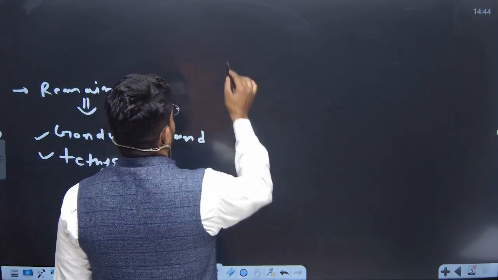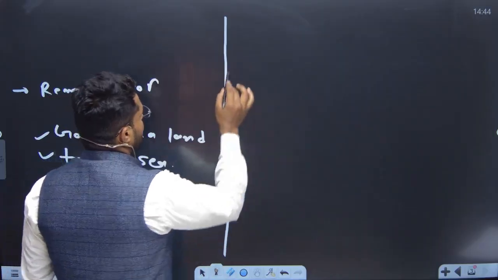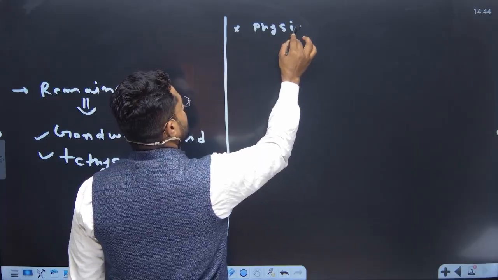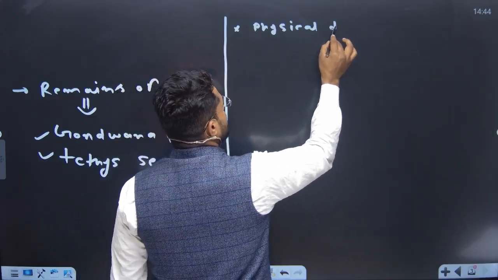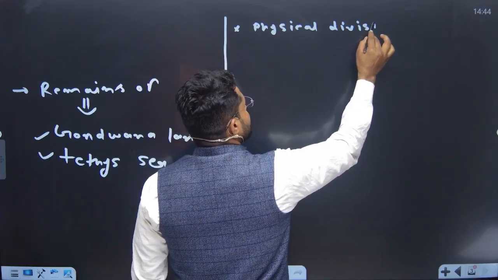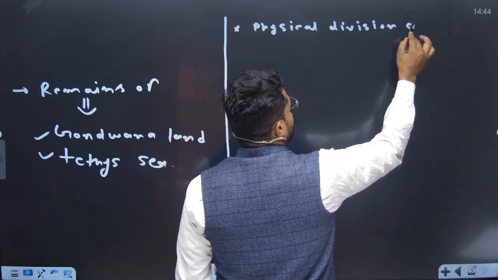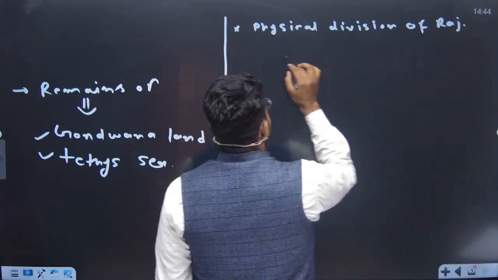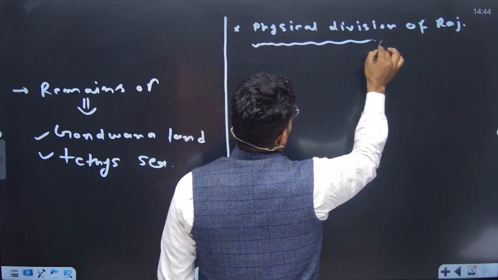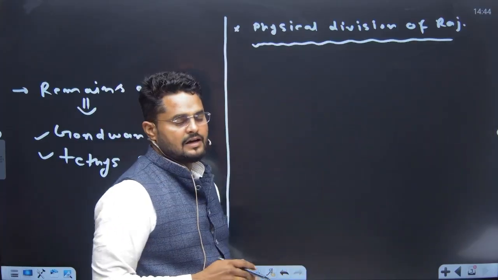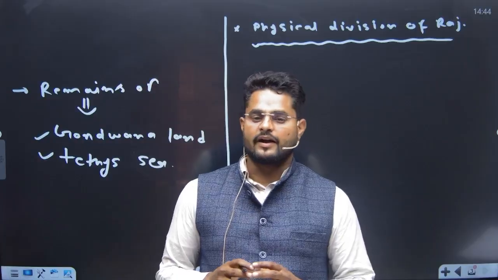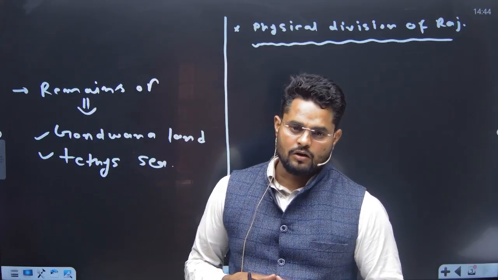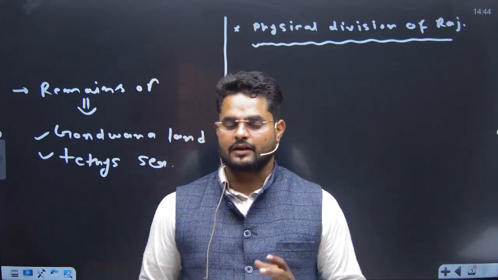Now come to our point: the physical division of Rajasthan. Dear student, we know that our Rajasthan is divided into 4 physical regions, which was given by Dr. Hari Mohan Saxena in 1994.